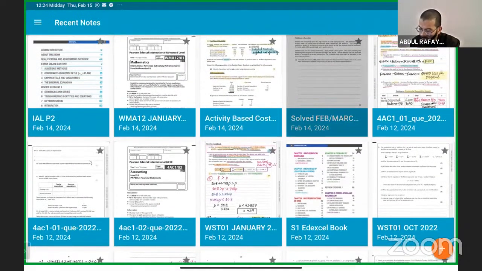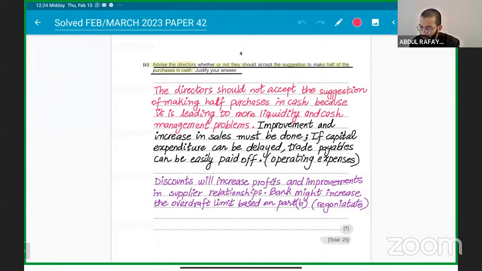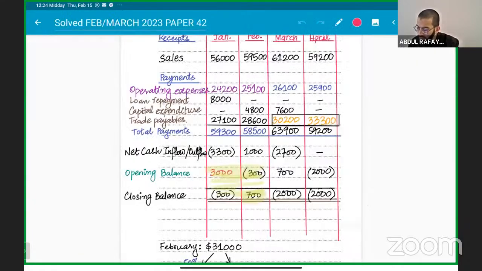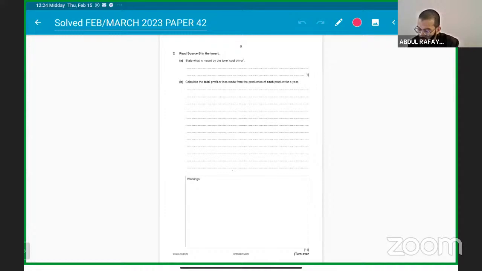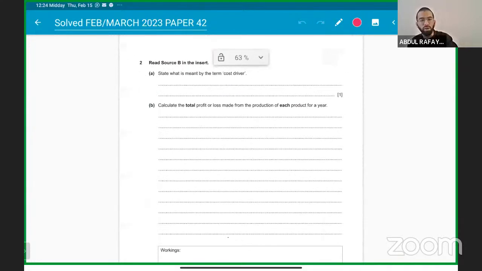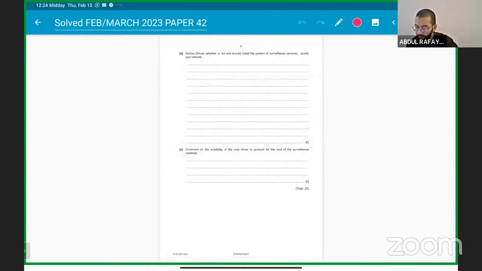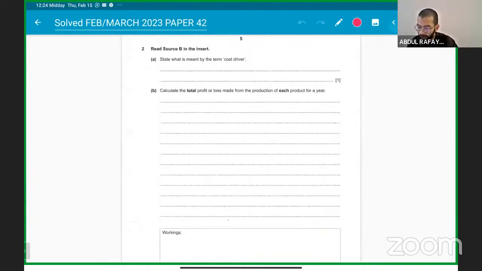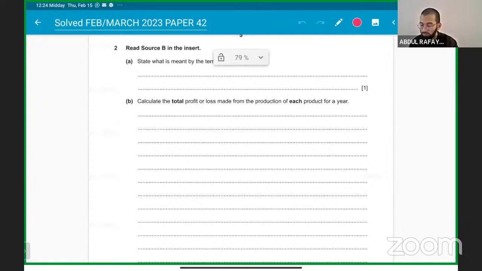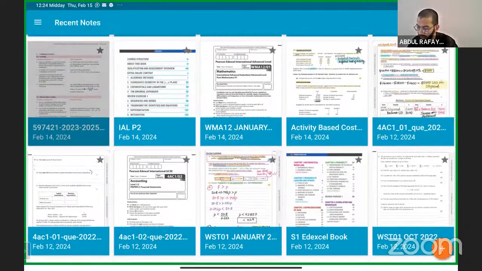Question number one was already done, on budgeting. Question number two is where we read source B in the insert and solve parts A, B, C. So we have almost four to five parts.